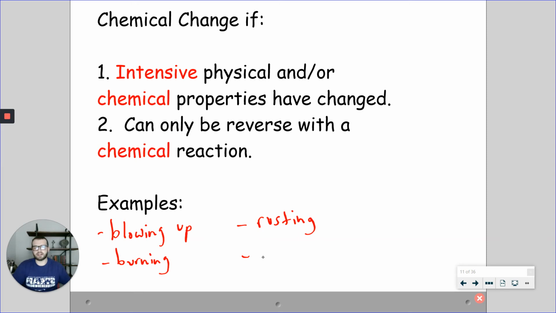Also, like the reactivity of something, like it spontaneously combusts, or something tarnishes, which is basically a fancy way of saying rusting, but for like silver and copper.